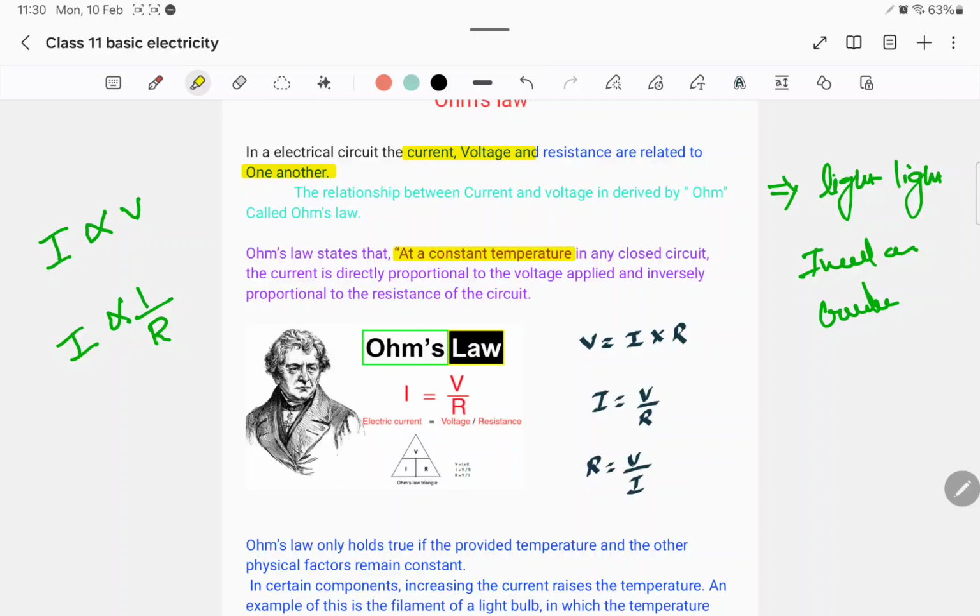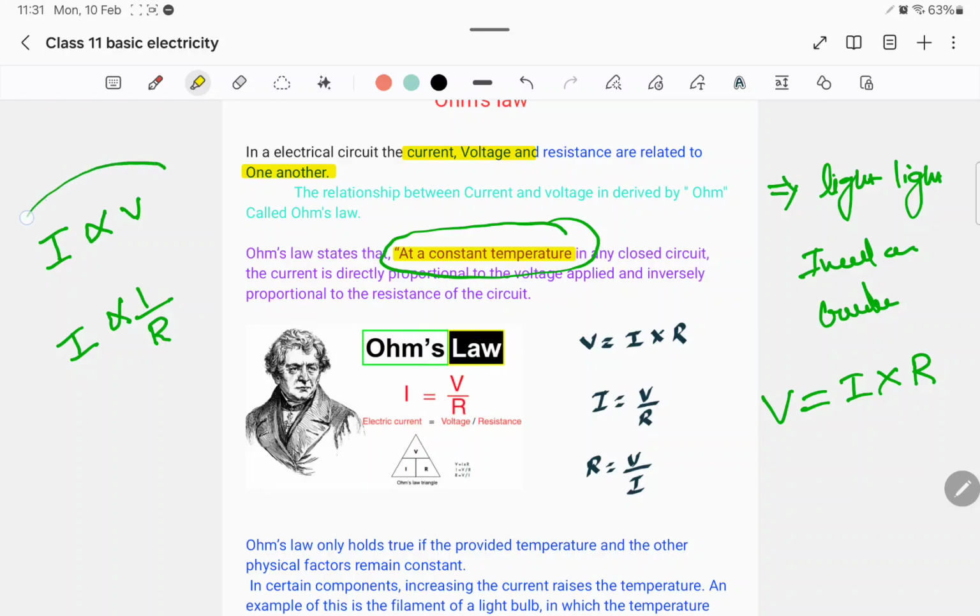It will not be applicable. When there is constant temperature, only then is Ohm's law applicable. When the temperature is not constant, when it is either increasing or decreasing, then Ohm's law is not applicable. So this is the main important thing: Ohm's law always depends upon a constant temperature. So what is the formula of Ohm's law, sir? V is equal to I into R. So this is the formula of Ohm's law.